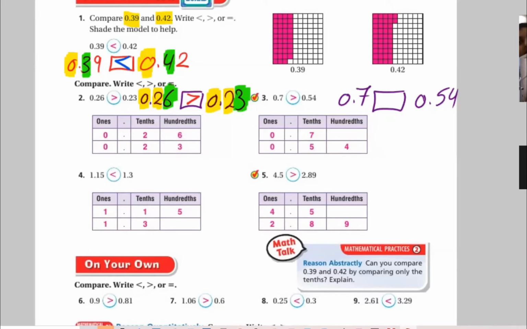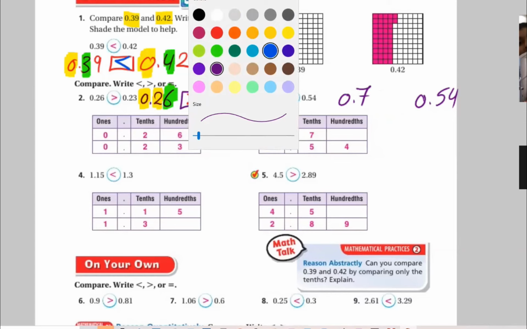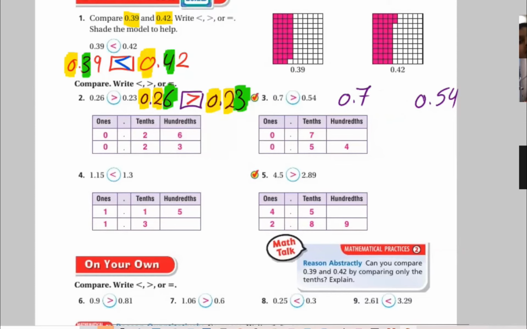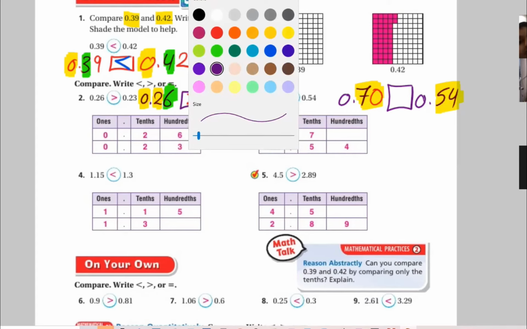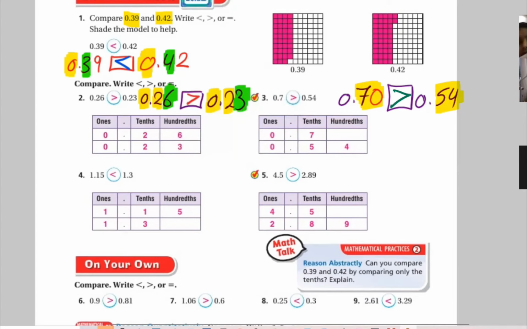Yes, 0.7. We don't have hundreds, so we put 0 in the hundreds place. Great. Okay, so let's put 0 in the hundreds place. Excellent. Then 0.70 will be larger than 0.54. So we have here 70 and we have 54, so it will be greater than. You're a genius. Great, great. Thank you so much, الكرار. It's a good way. It's perfect, by the way.